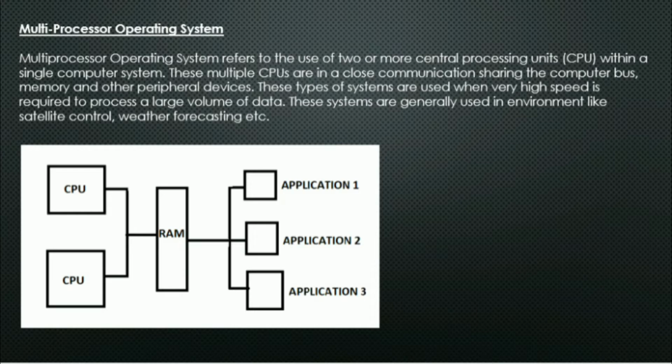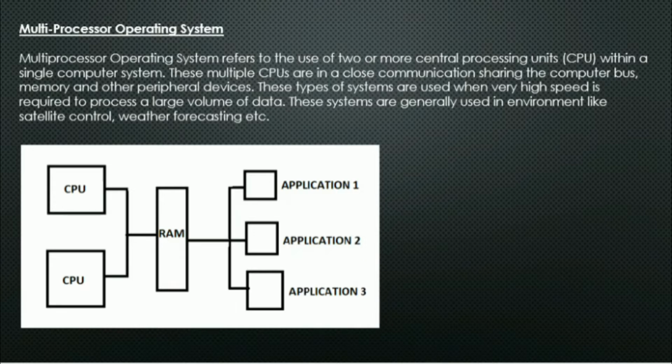So in the figure you can see 2 CPU. 2 CPU means 2 processors. So CPU 1 can execute application number 1 and CPU 2 can execute application number 2 at a time. So in a single cabinet, or say in a single computer, 2 processors are executing at a time. That is what is meant by multiprocessor operating system.